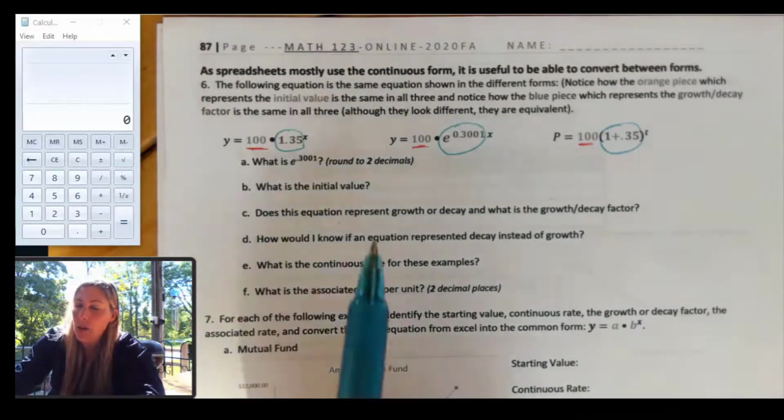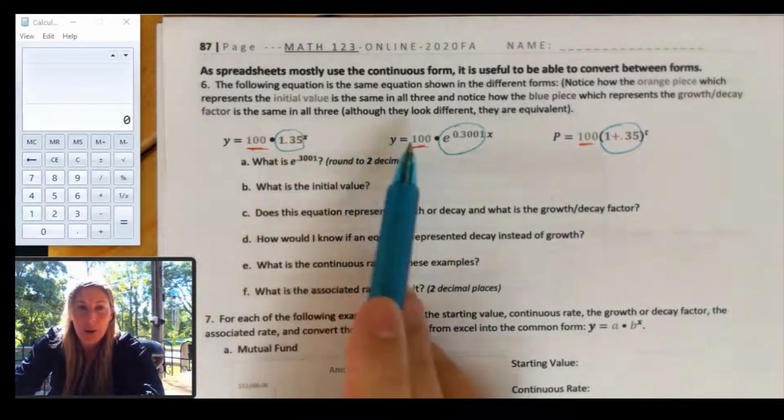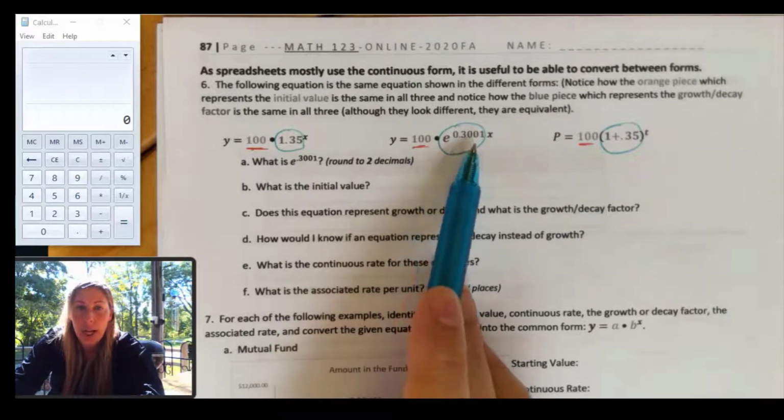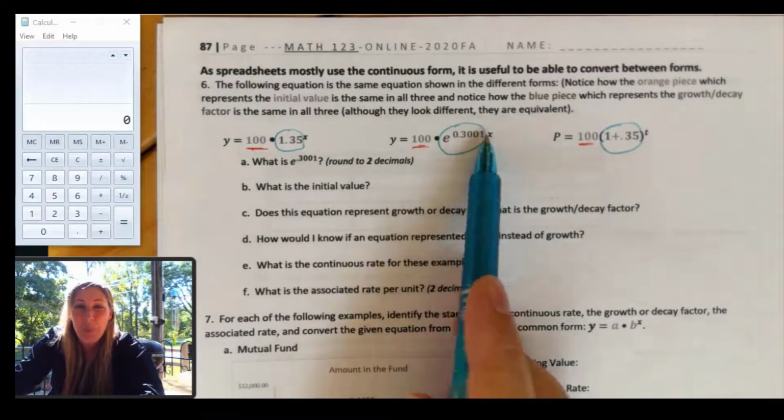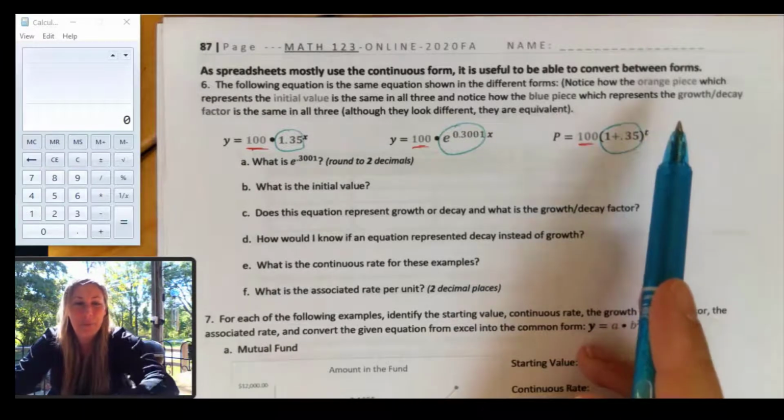And if you look at that, you have an initial value times the growth or decay factor raised to some power.